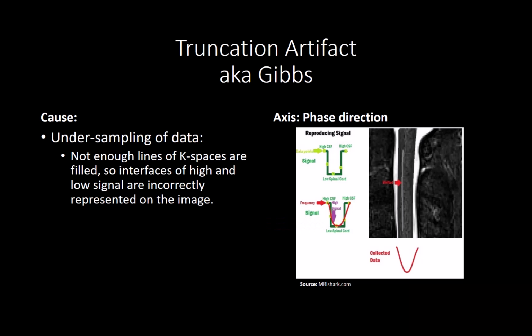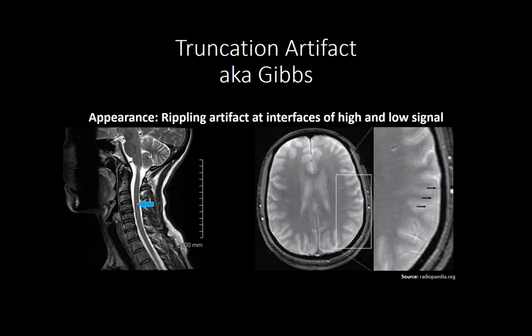So you see this artifact commonly within the spinal cord as you go from high signal of the CSF to low signal of the spinal cord on a T2 weighted image. Truncation appears as rippling across the image at interfaces of high and low signal. So as you can see from the image to the right, you got high signal intensity from the CSF streaking through the low signal areas of the spinal cord, as well as on the axial brain where you have high signal intensity of the CSF that is surrounding the gray tissue within the brain, which is a lower signal intensity. And it creates this rippling artifact as you can see with the black arrows.